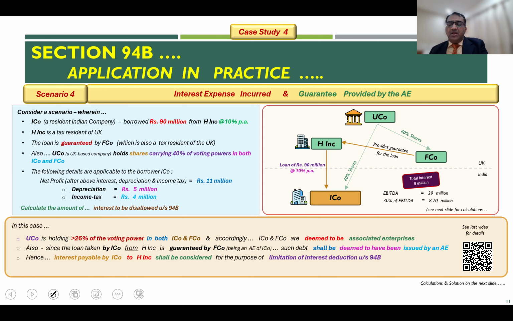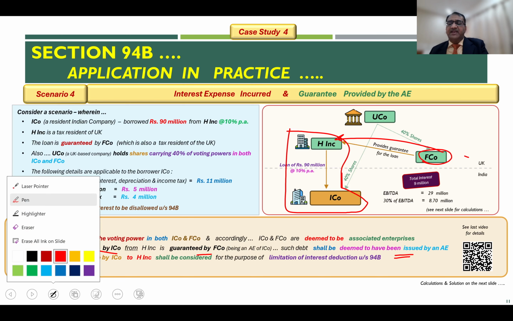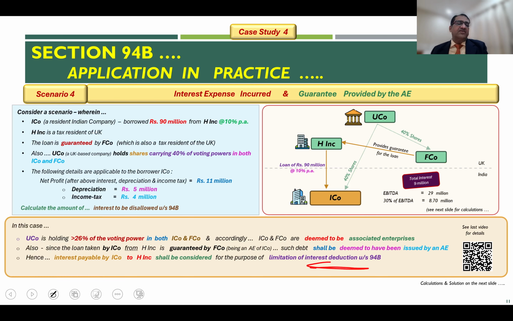And since the loan was taken by ICO from HINC, but the deemed AE, FCO, has given the guarantee, such debt will also be deemed to have been issued by the AE, and therefore the requirements of Section 94B on interest limitation will get triggered.